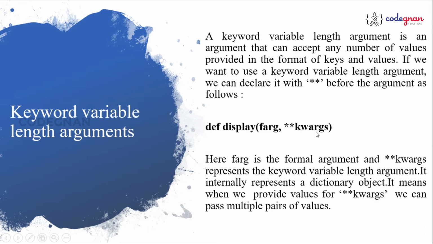It's very important because when you see star args, you see the result in the format of a tuple. When you see double star kwargs, you see it in the format of a dictionary. You see, the definition here I gave clearly. A keyword variable length argument is an argument that can accept any number of values provided in the format of keys and values. Suppose you're entering multiple persons' details and you're giving serial number, name, email ID, mobile number. You have so many cases.